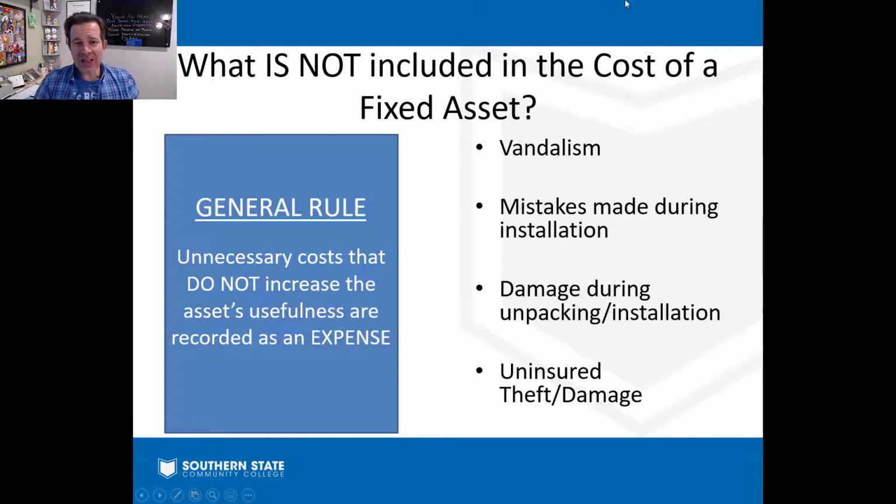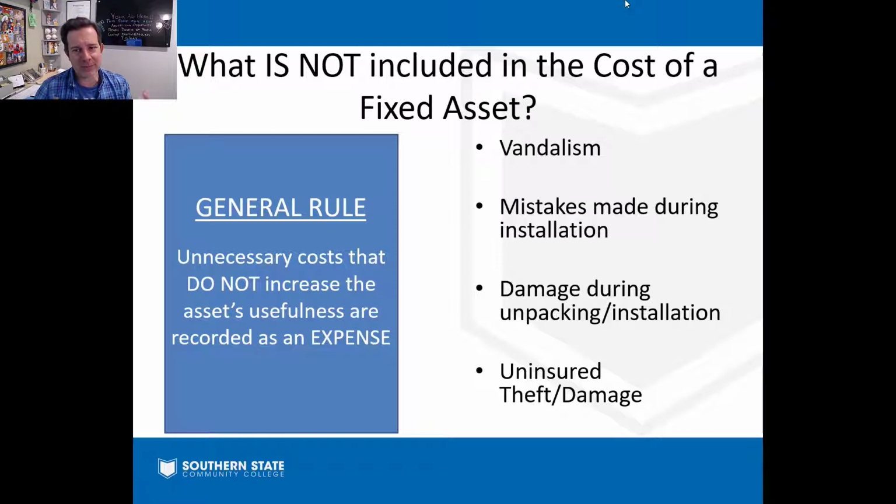So what is not included in the cost of a fixed asset? Our general rule here: any unnecessary costs that do not increase the asset's usefulness. We're going to record those as an expense. We're not going to put them on the balance sheet. And so some examples of that might be vandalism.